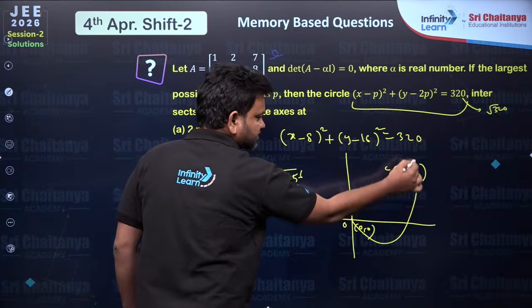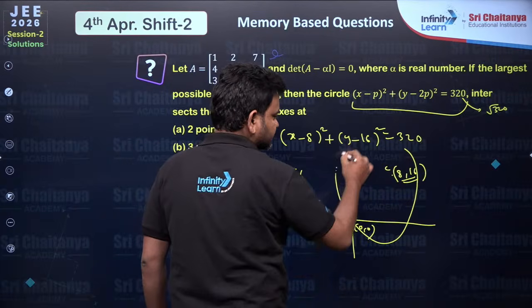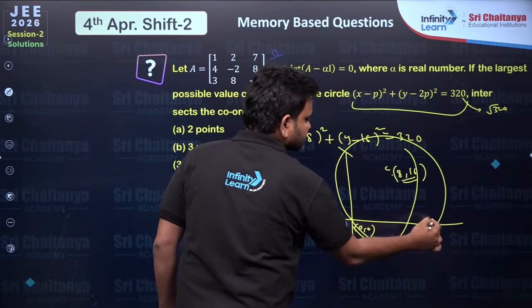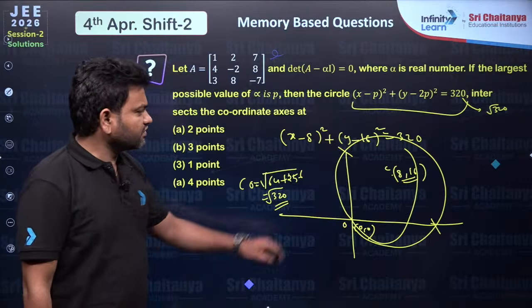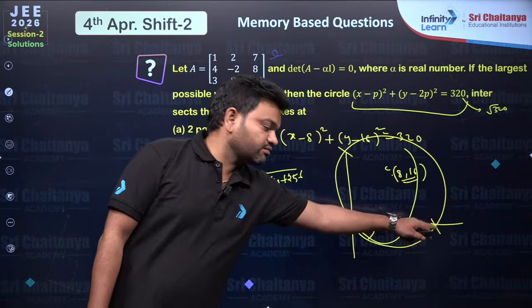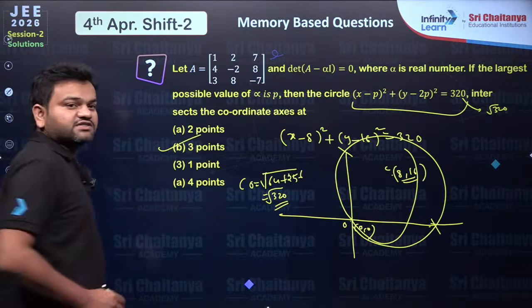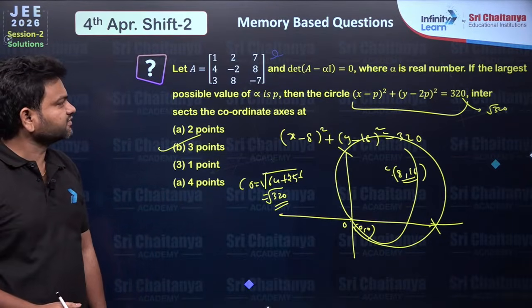So it will intersect origin, circle equation, it will intersect origin, and it has to intersect at 2 points here on the coordinate axis. So one point is here, one point is here, the other point is here. So it will intersect exactly at 3 points. Therefore your answer is going to be option B here.